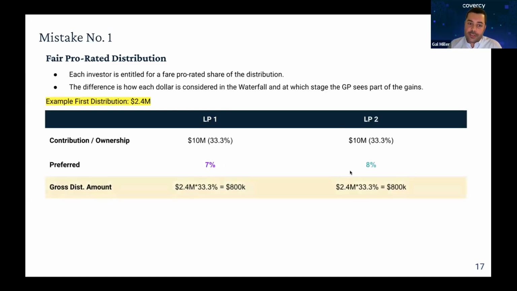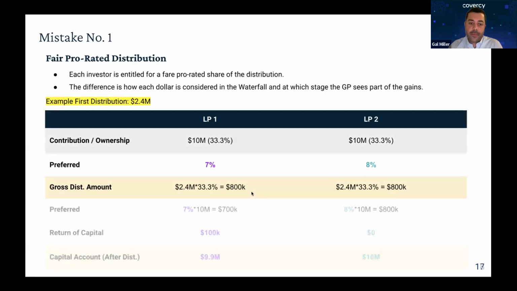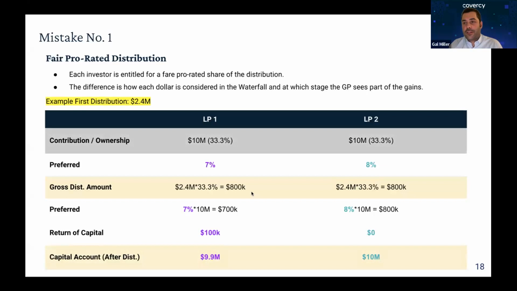The gross amount must be prorated between them according to their ownership. So the 2.4 million, a third of the deal, 33% ownership, both of them are receiving 800K. It differs on how we are considering each dollar of this distribution.